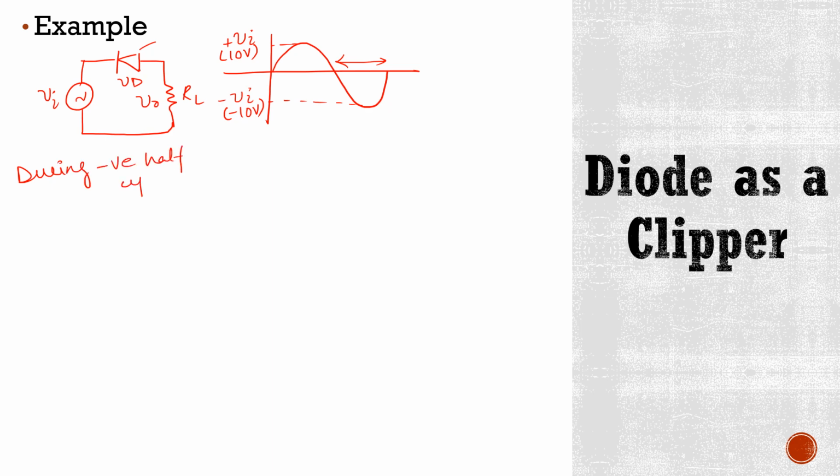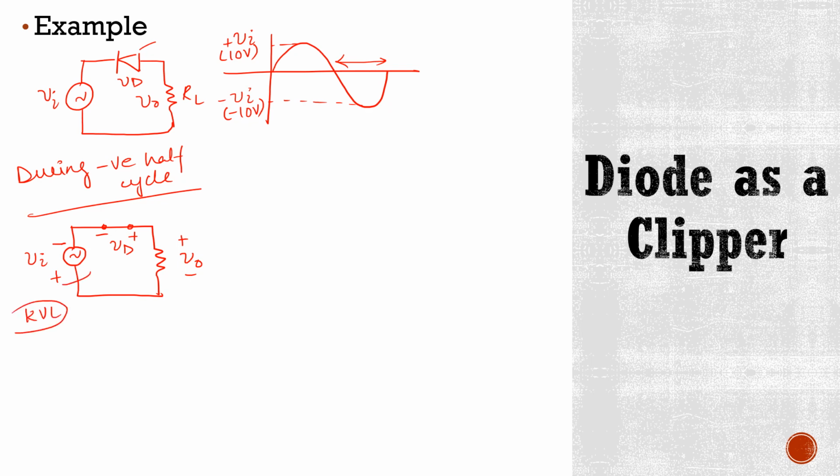During negative half cycle, this circuit will look like this. It means now this diode is short. Now here this terminal is negative, this is positive, this is Vi, this is negative, this is positive, this is Vd, this is positive, this is negative, this is V0. Now if we apply KVL here and we start from this point, our KVL equation will be plus Vi minus Vd plus V0 is equal to 0. And if we assume that this diode is ideal, it means here this Vd is 0. It means now this equation is V0 is equal to minus Vi, which means it is minus 10 volts.